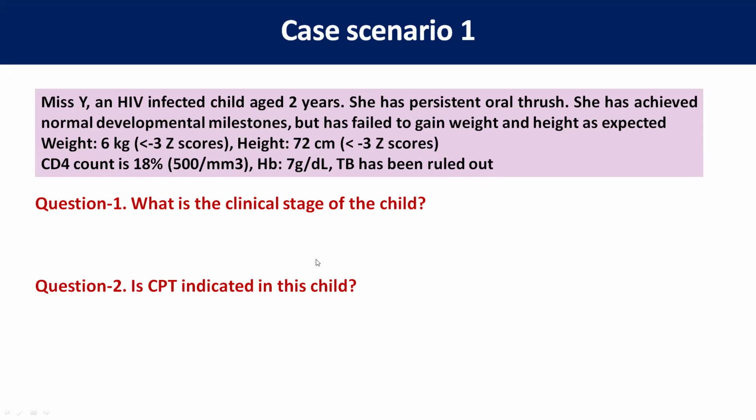Anyone about the staging? You see the severe SAM is there. First, the oral thrush. Oral thrush is stage 3. But here the SAM is there. SAM is stage 4. So which is the severe one, we have to take. So it is stage 4.